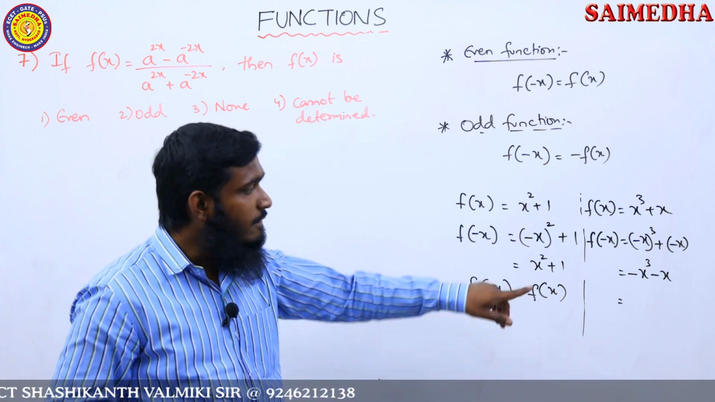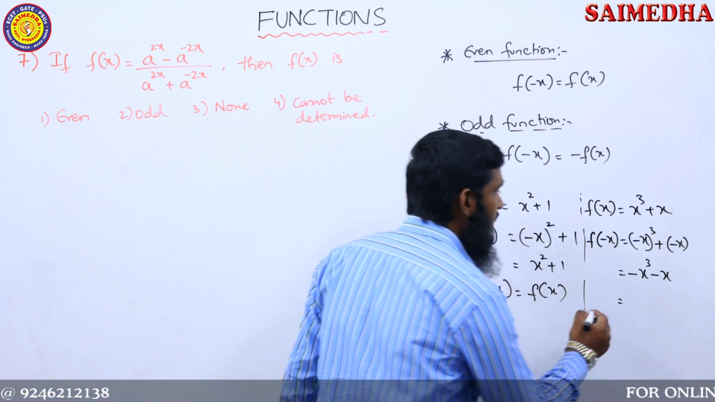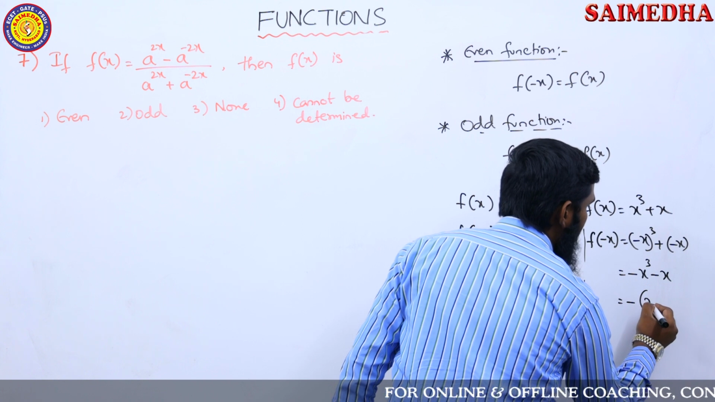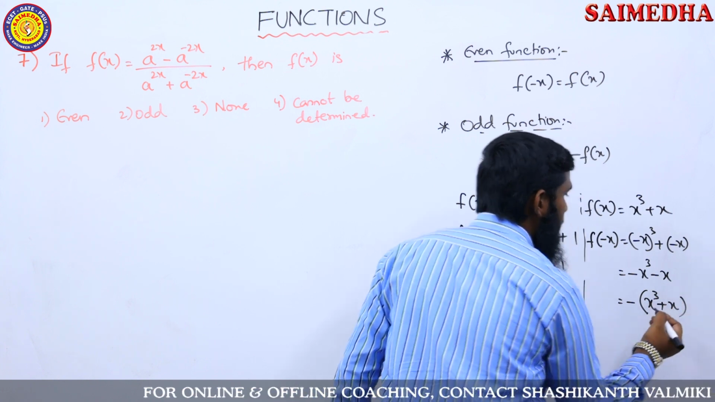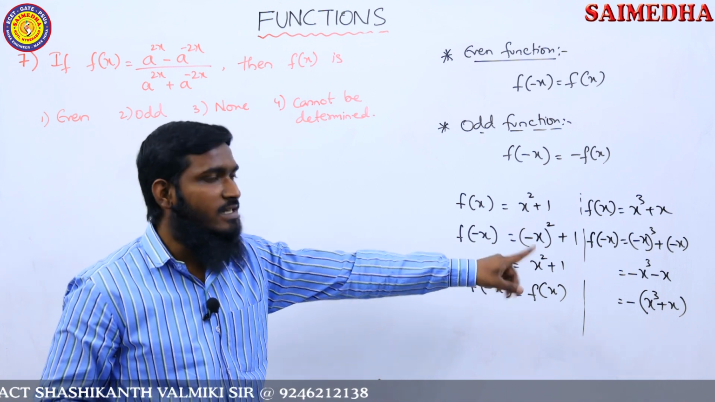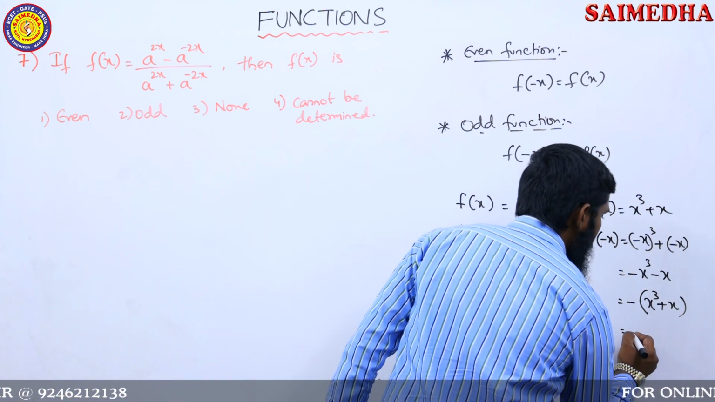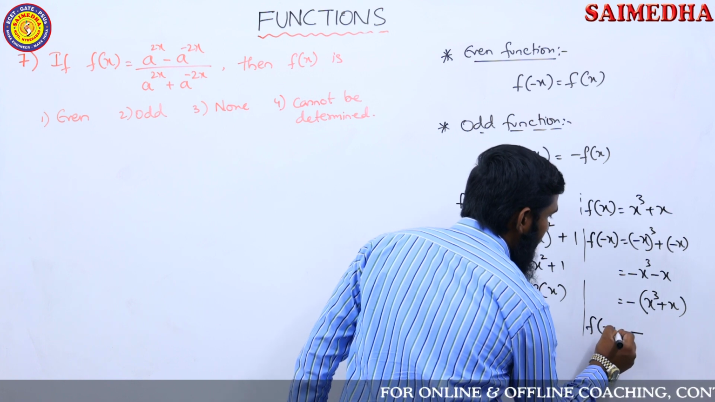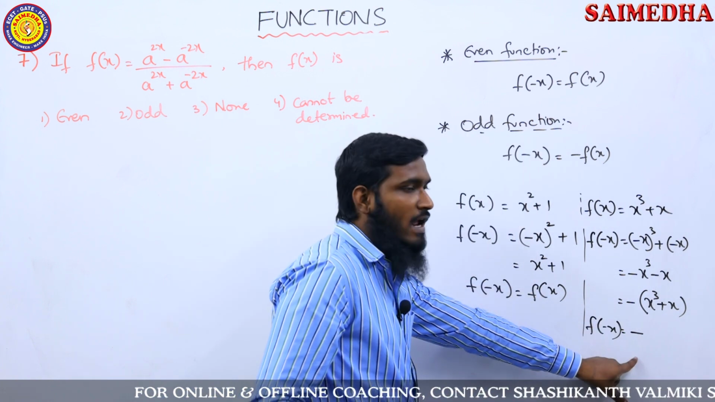Now, if we take minus as common, this can be written as x cube plus x. We are taking minus as common, so that can be written as minus of x cube plus x. So f of minus x equals minus f of x, as we have written the same.